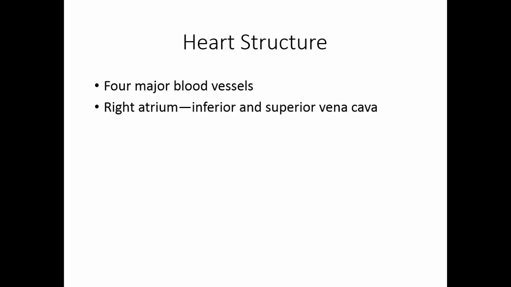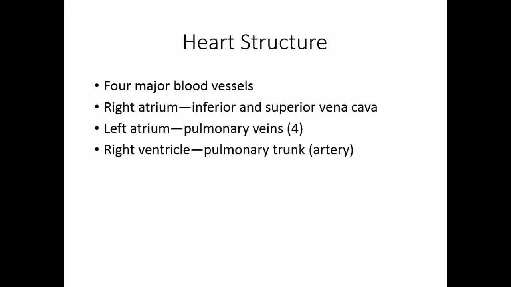The heart has 4 major blood vessels attached to it. Attached to the right atrium are the inferior and superior vena cava. Attached to the left atrium are the pulmonary veins. There are actually 4 pulmonary veins that empty into the back of the left atrium. The right ventricle has attached to it the pulmonary trunk, which is an artery. And the left ventricle has attached to it the aorta, which is the largest artery in the body.